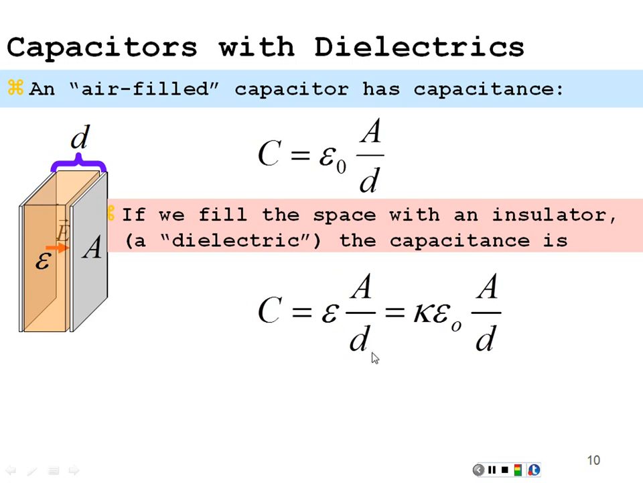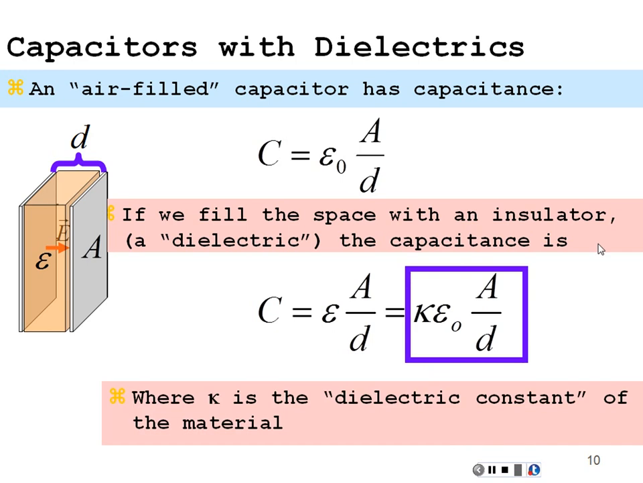Well, epsilon is the permittivity of that material, but we express it as being a constant times the permittivity of free space. So we describe epsilon as some constant kappa times epsilon naught. And that kappa is what we call the dielectric constant. It is a constant intrinsic to that material, and it is a constant that dominates 1, so it will always be greater than 1, or equal to 1 if it happens to be a vacuum. But it will never be less than 1.